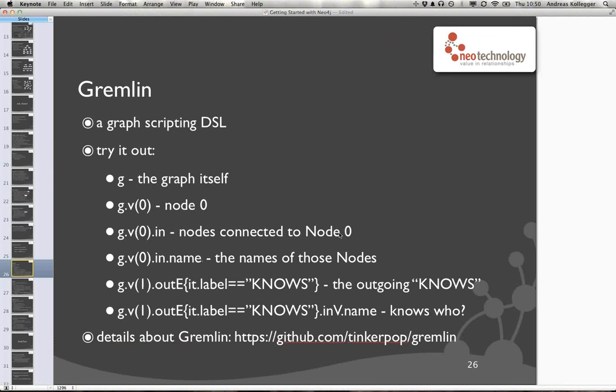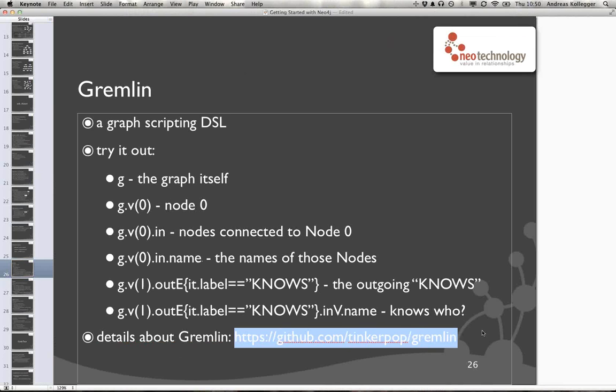Gremlin has lots of other things that it can do. If you want to learn more about it, there's this web address here, which if I highlight it, makes it impossible to read. But there's a GitHub site for TinkerPop, and if you look in the Gremlin section, it reveals a lot more about the syntax and all the kinds of fun things you can do. Okay, so that's just Gremlin.